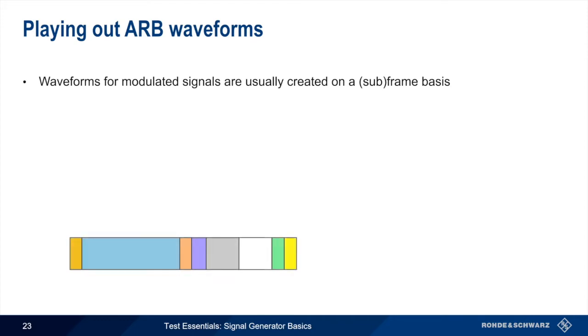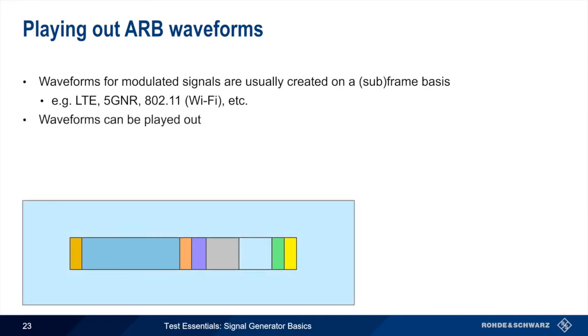It's important to remember that when we create waveforms for most modulated signal types, we usually do this on a frame or a subframe basis. For example, communication standards like LTE, 5G NR, etc. all have a frame structure, and when waveforms are created for these signals, the minimum unit is one of these frames. Note, however, there are some types of signals that may not have this defined structure.